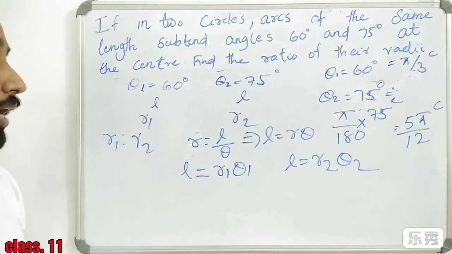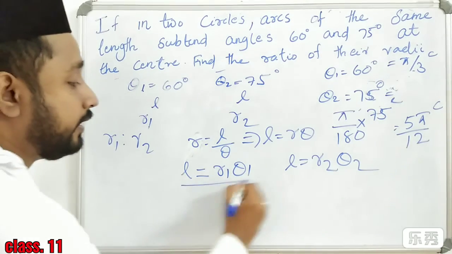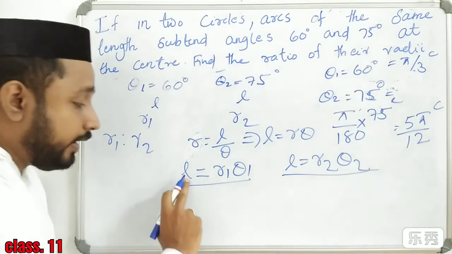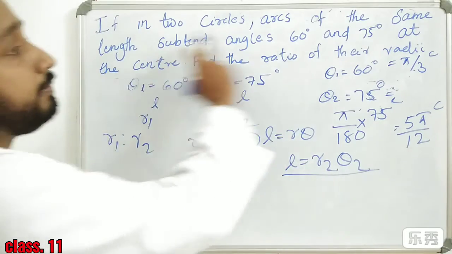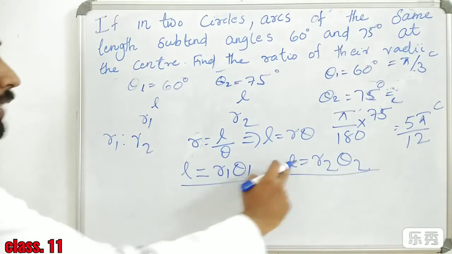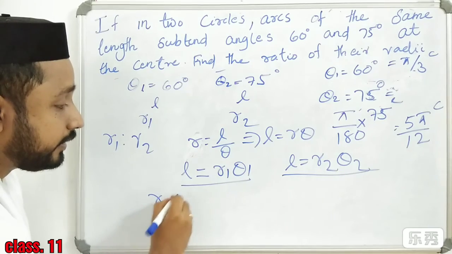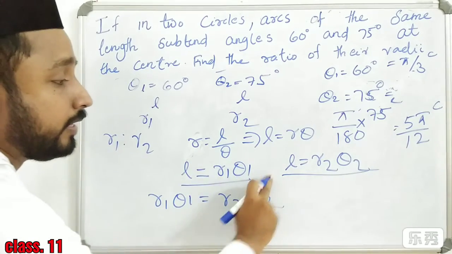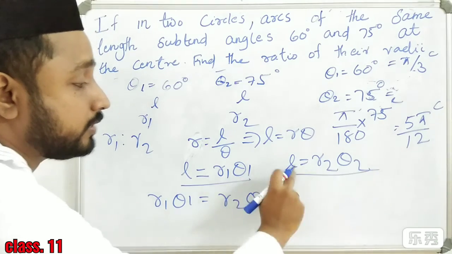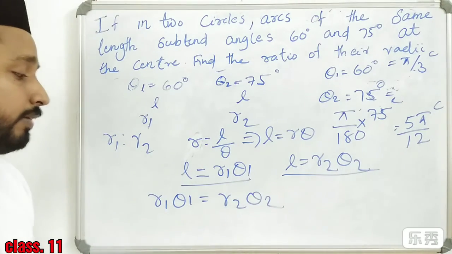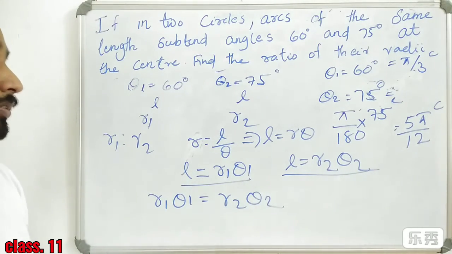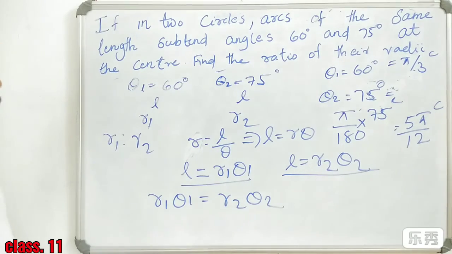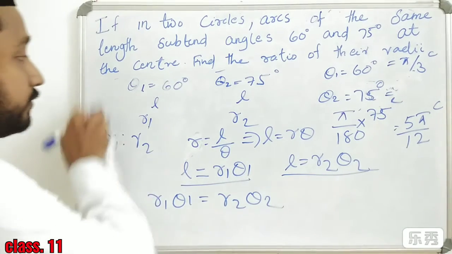So L is equal to R1 theta 1 in the first circle, and in the second circle L is equal to R2 theta 2. Both are the same length L, therefore R1 theta 1 is equal to R2 theta 2. Now we can substitute the values of theta 1 and theta 2 to get the ratio of R1 and R2.